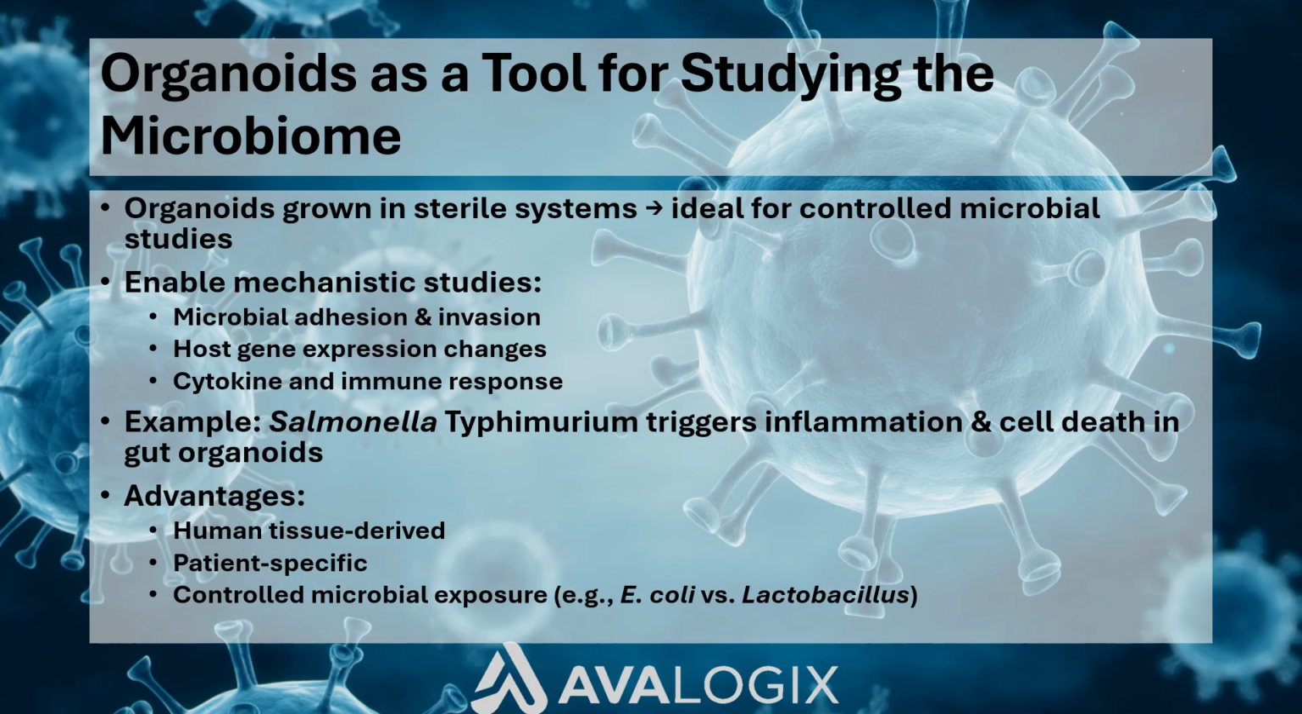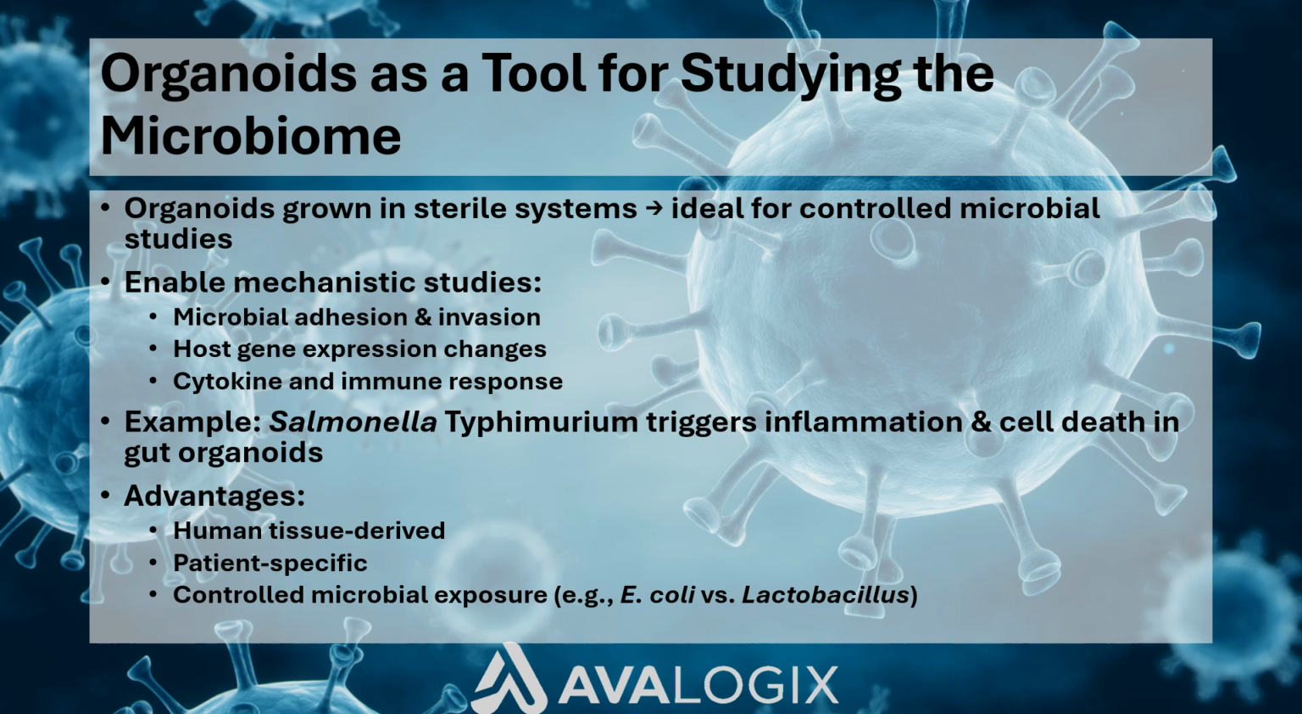Let's now connect the dots. How do we use organoids to study the microbiome? Organoids can be grown in sterile conditions, making them excellent controlled environments for introducing specific microbes. Researchers have used them to study how both commensals and pathogens interact with host tissues. We can examine how bacteria adhere to epithelial surfaces, whether they invade, how they influence gene expression in the host, and what immune responses are triggered. For instance, when gut organoids are exposed to Salmonella typhimurium, researchers observe bacterial invasion, epithelial cell death, and inflammatory cytokine production, just like what happens in the human intestine.